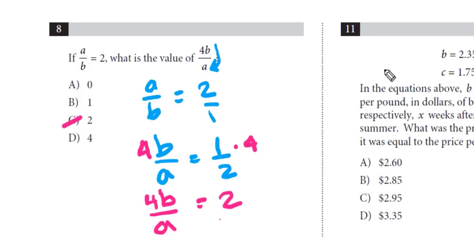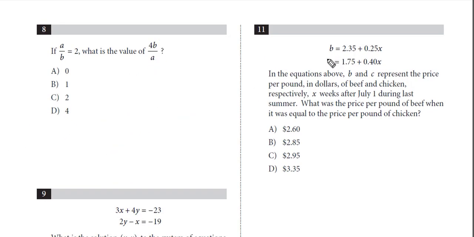Here, in number 11, b is equal and c is equal. In the equations above, we have a system of two linear equations in two variables here. b and c represent the price per pound in dollars of beef and chicken respectively, x weeks after July 1 during last summer. What was the price per pound of beef when it was equal to the price per pound of chicken? Then the price of beef is equal to the price of chicken. What is the price of beef here?